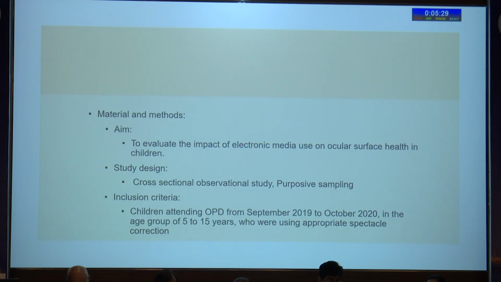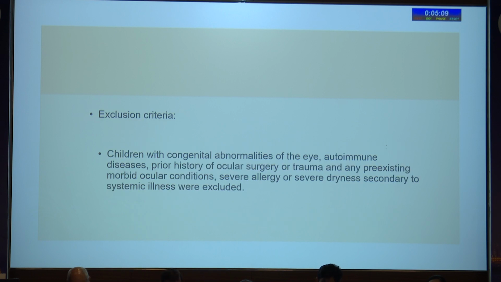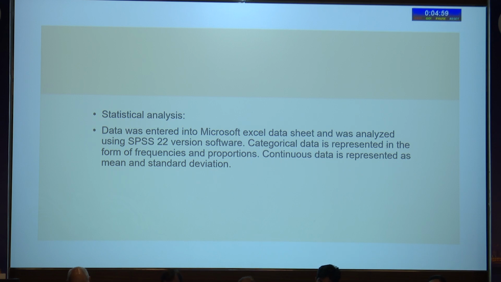So our study was to evaluate the impact of electronic media use on ocular surface health in children. It was a cross-sectional observational study with purposive sampling. Children attending our OPD between September 2019 to October 2020 were taken between the age group of 5 to 15 years who were using appropriate spectacle correction. Children with congenital abnormalities of the eye, autoimmune disease, prior ocular surgery, trauma, or any severe allergy were excluded from the study. Statistical analysis was done using the SPSS software.